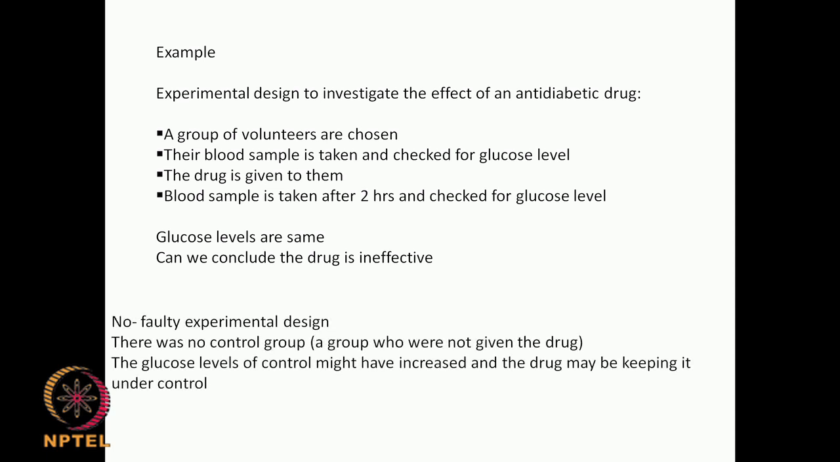No, again you have a fault. You need to have a control group, and then you need to check their glucose levels as well. You check their glucose levels and see whether there is a change, and you also check the glucose levels of the people to whom you have given the drug. The glucose levels might have gone up in the control group, whereas in the test group it has remained the same, then you can say the drug is effective. Whereas if the glucose levels are the same in the control group as well as in the test group, then we can say the drug is ineffective.